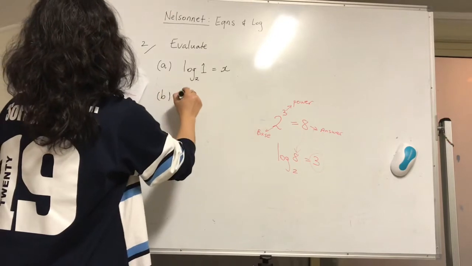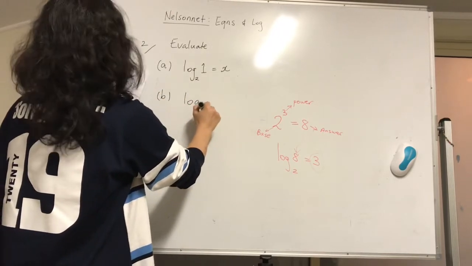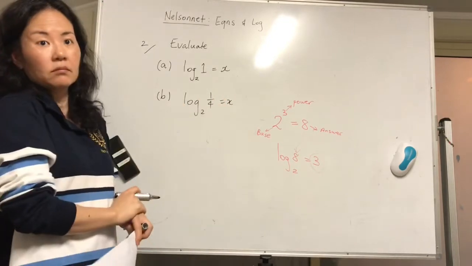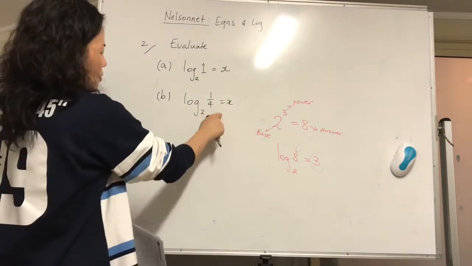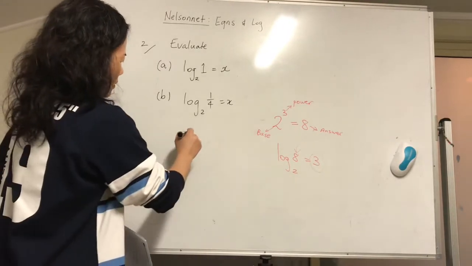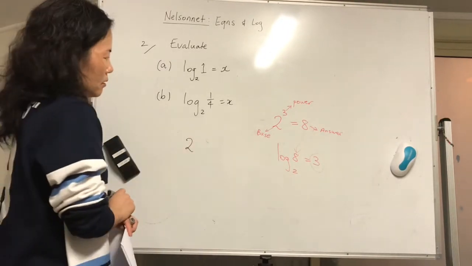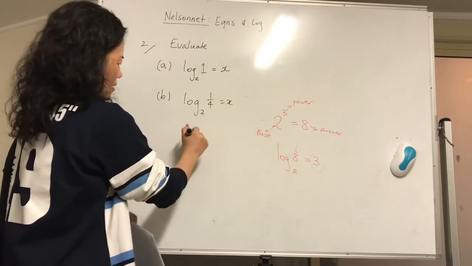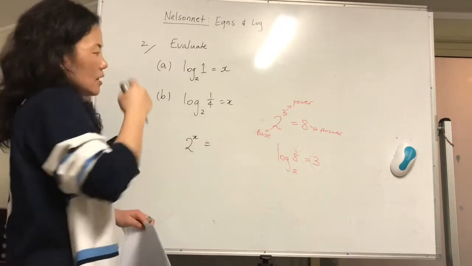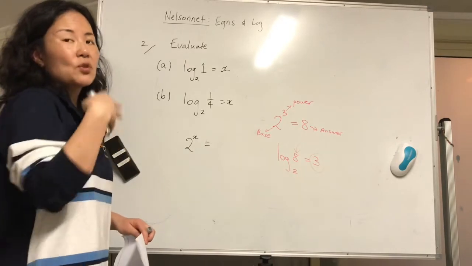What is the part B? Log base 2 of 1 over 4. I'm going to call that x as well. So let's put that into the index form. What's the base? 2. 2 to the power of, what's the power? x equals 1 over 4. Now, I need to change the 1 over 4 into index form.